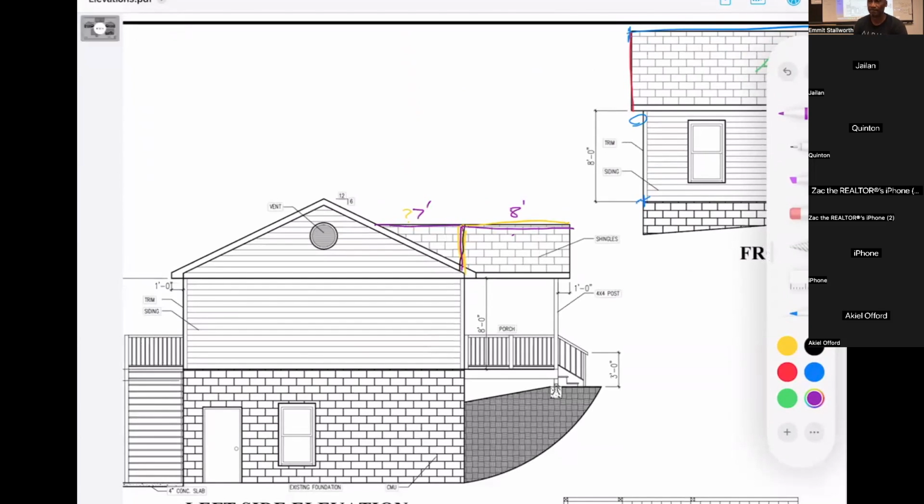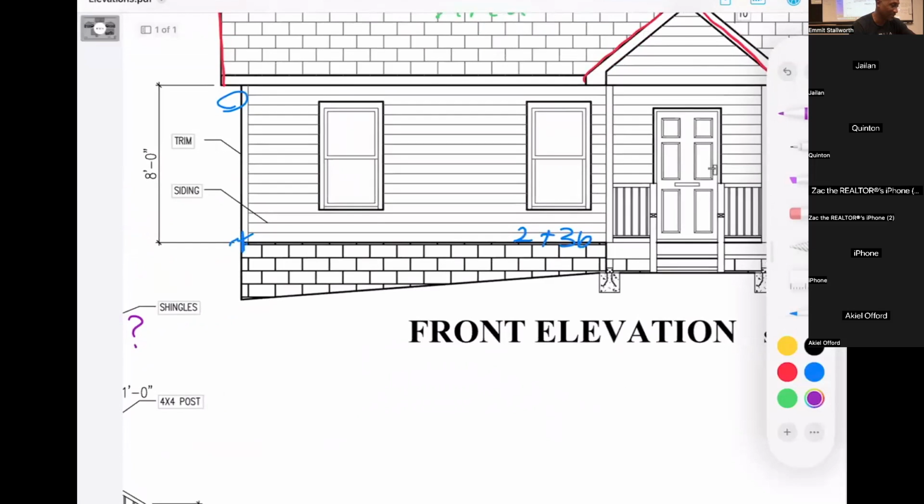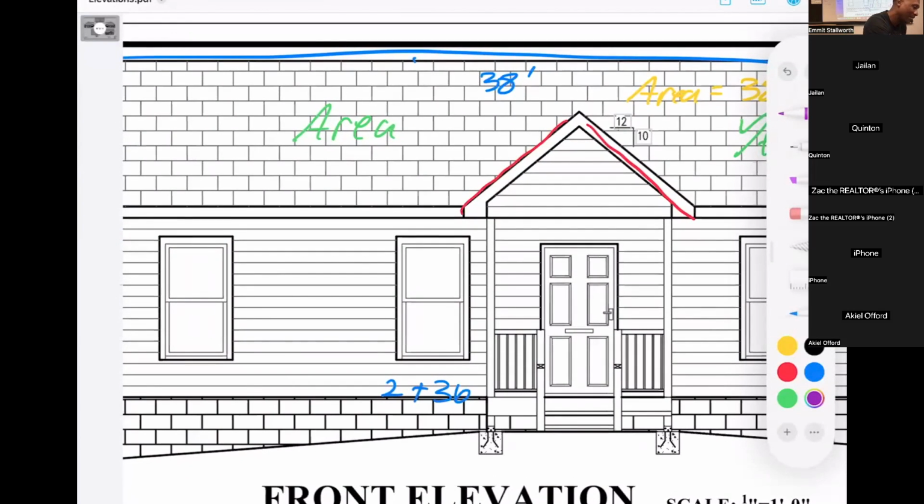All right. So the next thing I gotta find is this right here. I gotta find this distance right here. I don't know what that distance is. All right, let's see if we can find that distance. That distance right there, guys, is gonna be right here. This is what I need to find. I know that from here to here, that's 8 feet, right?